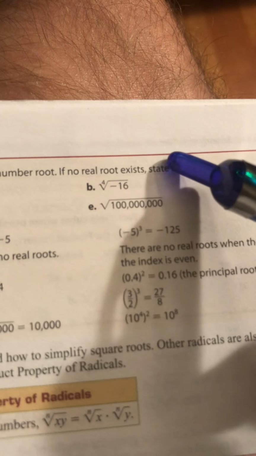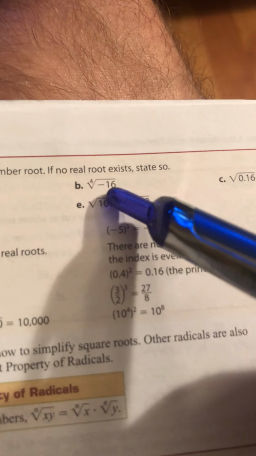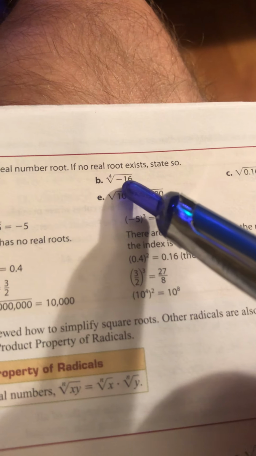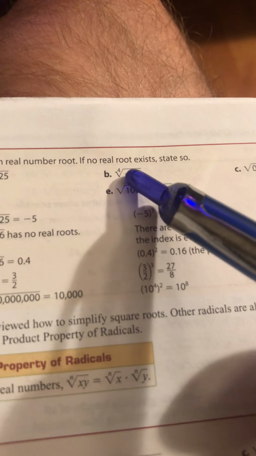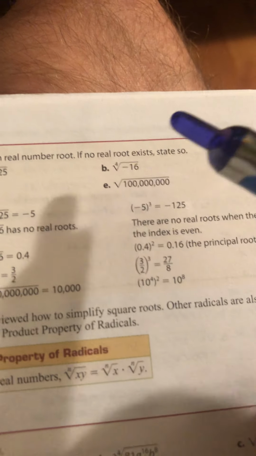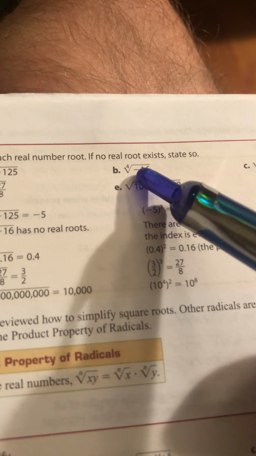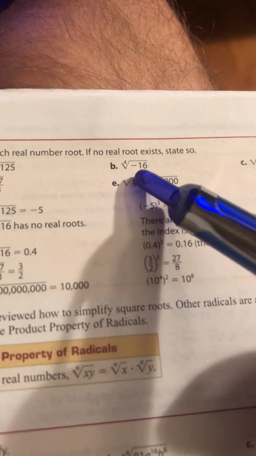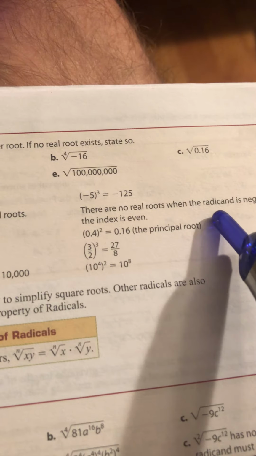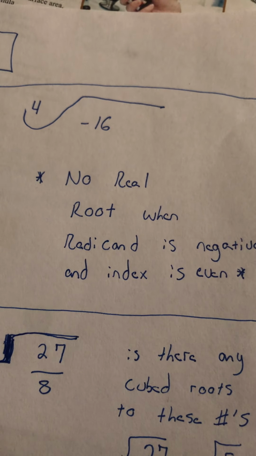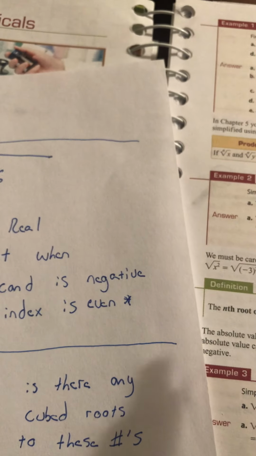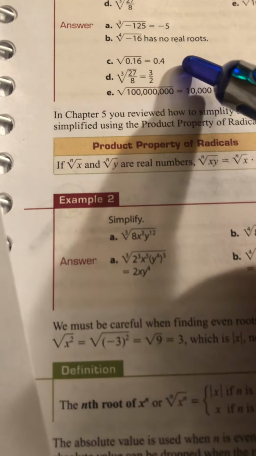All right, B says our index is 4 and our radicand is negative 16. Now, do not think that is saying 4 times 4 gives you 16. That is not what that is saying at all. That is saying, are there 4 numbers that you can multiply, if you went 2 times 2 times 2 times 2, or 3 times 3 times 3 times 3, would that give you negative 16? No. So there are no real roots for this number that will give you a negative 16 evenly.